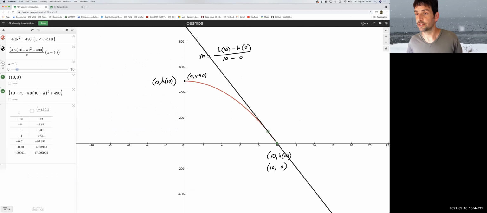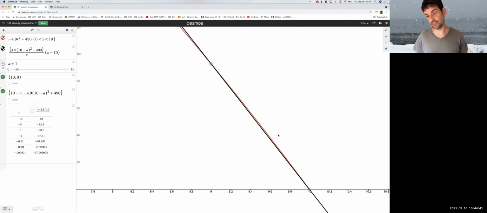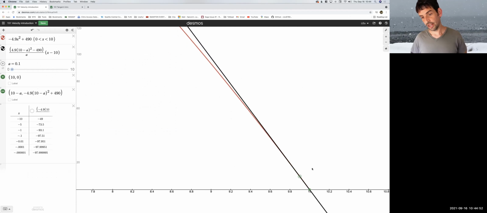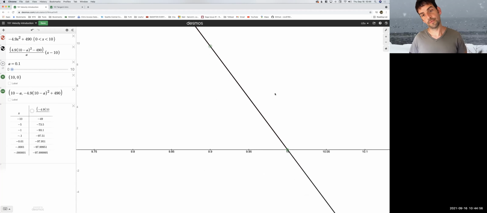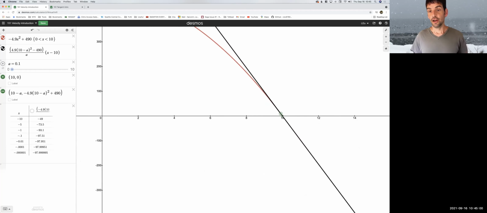Sorry, I'm trying to clear all this stuff I wrote on here. We see that the line between the 2 points at the endpoints of the interval and the graph itself are very similar. If I zoom in a little bit, you see they're not quite the same, but they are quite similar. Let's look at one more. Let's go down to a 1/10, right? And now we see they're incredibly similar, right? Even zoomed in this much, we don't see the difference.